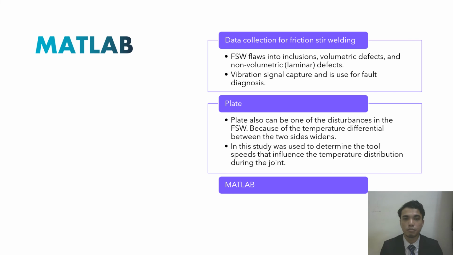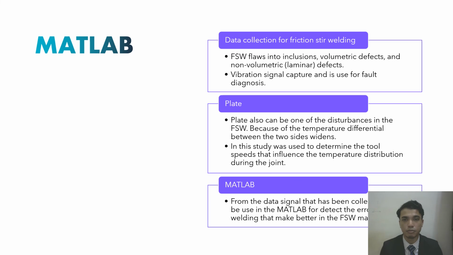For plate, it can also be used for one of the disturbances in friction stir welding because of the temperature differential between two sides of the welding. In this study, it was used to determine the tool speed and influence the temperature distribution during the joint. And lastly, for MATLAB, the data signal that has been collected can be used in MATLAB to detect errors of the welding that make a better friction stir welding machine.